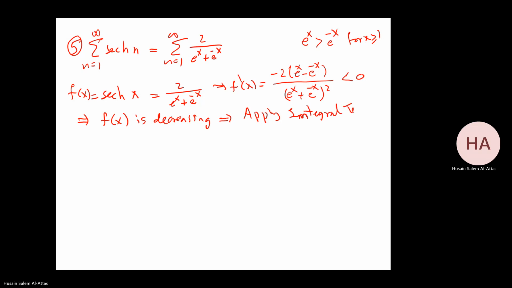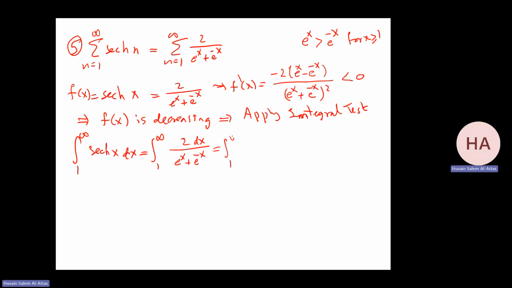What you will get: the integral from 1 to infinity of sech x, hyperbolic secant x, which is the integral from 1 to infinity of 2 over e to the power x plus e to the power minus x dx. How to do this integral? Multiply by e to the power x in both the numerator and denominator. I have 2 e to the power x over e to the power 2x plus 1.